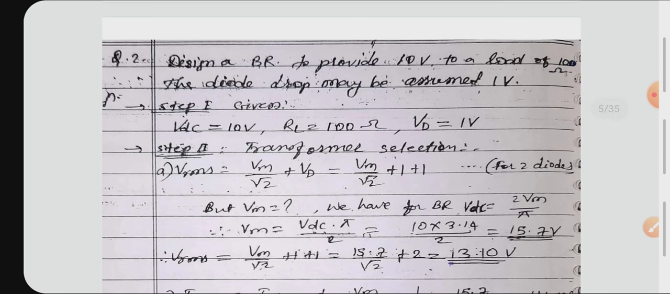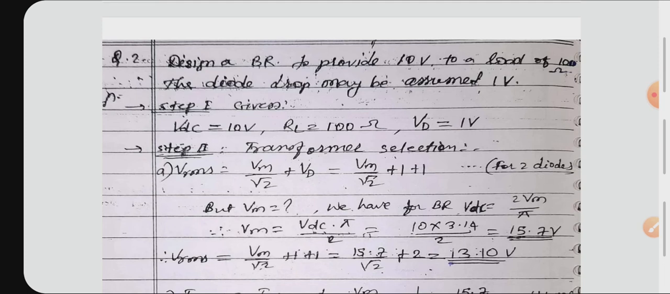Here it is asked to design a bridge rectifier to provide 10 volt to a load of 100 ohm. So first step, again list out the given: VDC equal to 10 volt, RL equal to 100 ohm, VD equal to 1 volt. Drop across the diode is given in the problem. If it is not given, you should assume it as a silicon diode, and the drop is equal to 0.7 volt, right? If it is given as a germanium diode, the drop would be 0.3 volt. Generally silicon diode is used in the rectifier with a drop of 0.7 volt, and if the drop is given as 1 volt or any value, you should use that.